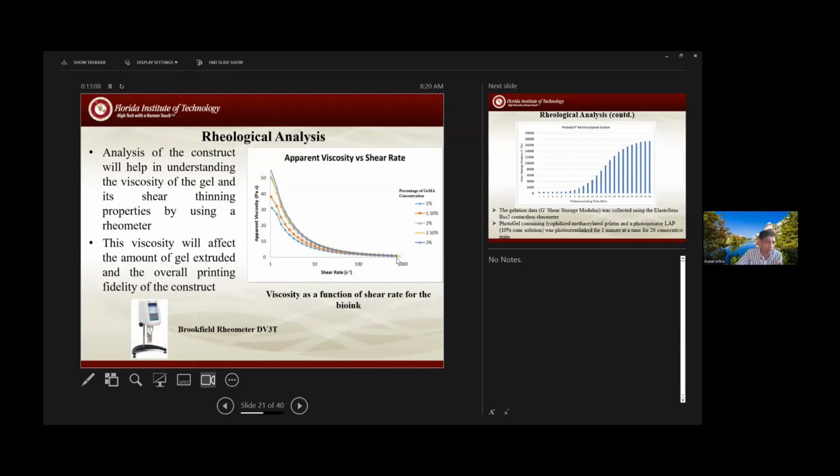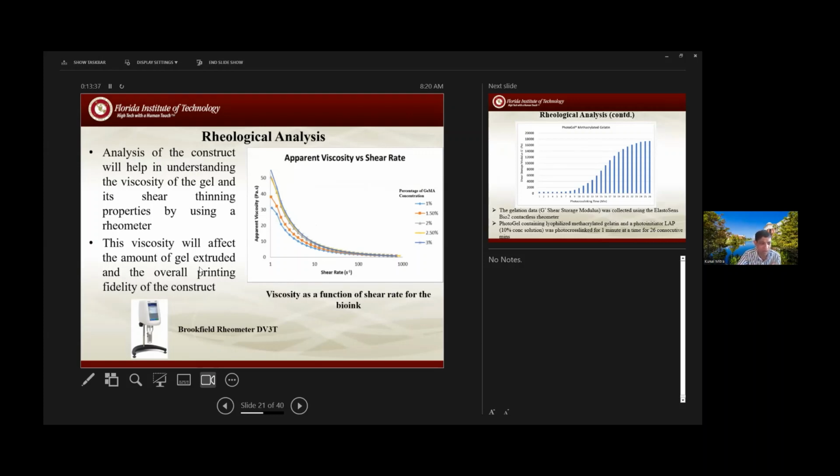So rheology is one of the important parts of a bioprinting technique because it will help you understand the viscosity of the gel and the shear thinning properties, which is a very important component. So you could see how the shear rate and the viscosity vary for the bioink we are using. And here we are looking at different GelMA concentrations to optimize our printing, because the viscosity is going to affect the amount of gel which you can extrude during the overall printing process.